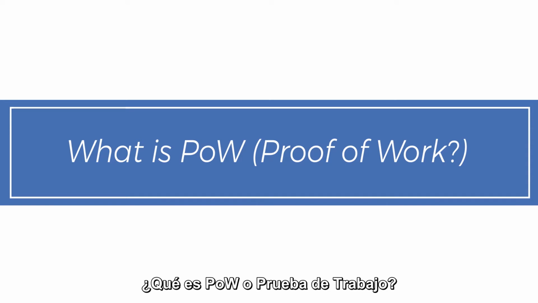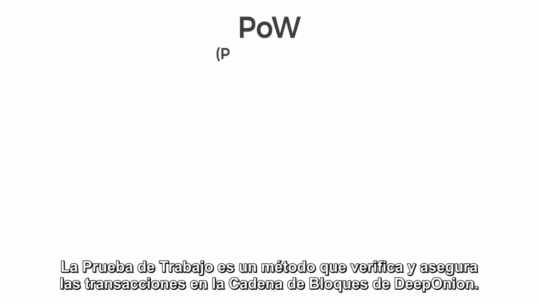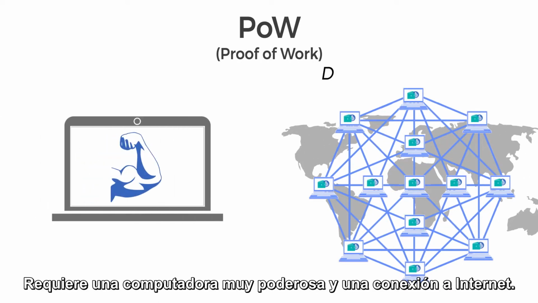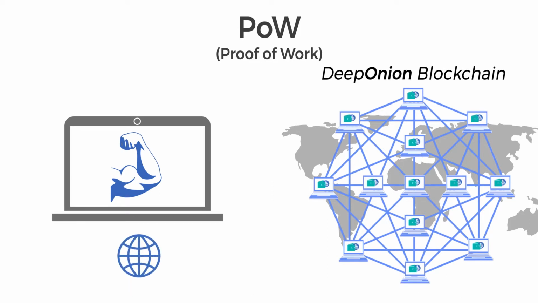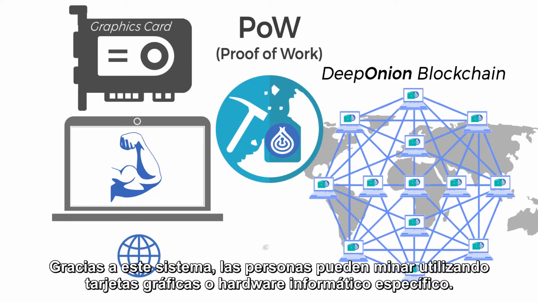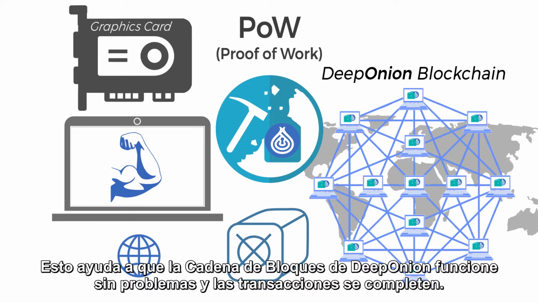What is POW, or proof of work? Proof of work is a method that verifies and secures transactions on the DeepOnion blockchain. It requires a very powerful computer and an internet connection. Thanks to this system, people can mine using graphic cards or special computer hardware. This helps the DeepOnion blockchain run smoothly and the transactions are completed.